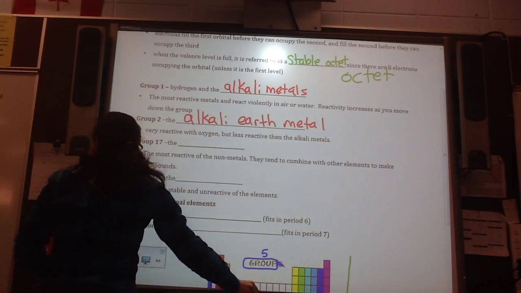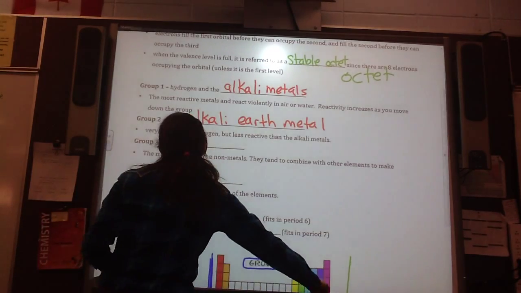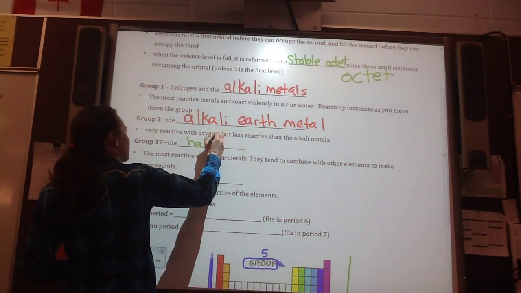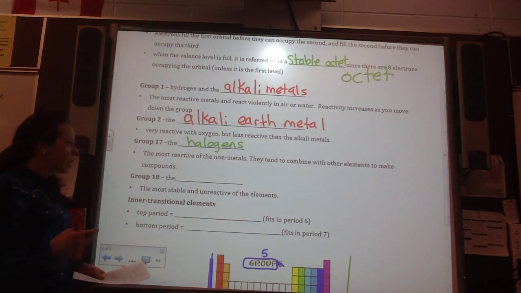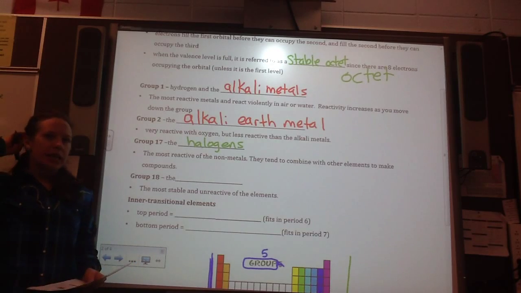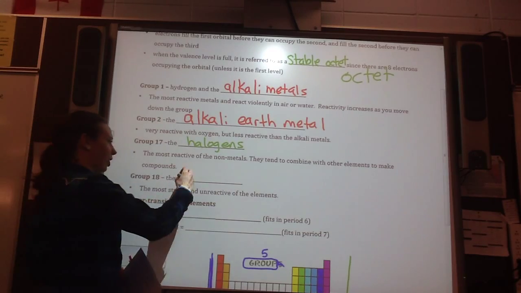Okay, find group 17 then on your periodic table. So look at the 17. Starts with fluorine, right? Halogens, yeah. The most reactive of the non-metals, and then group 18 is the noble gases.